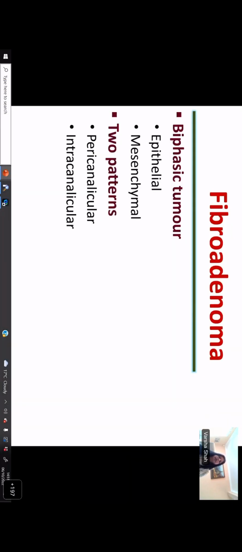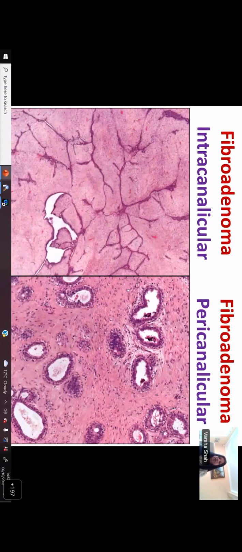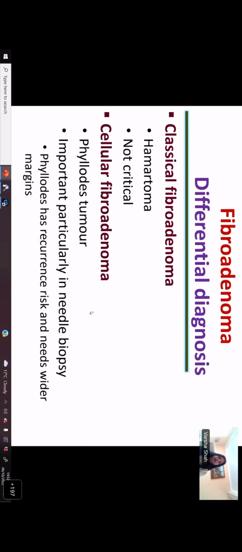Okay, so that's the hyperplasias and adenosis. Move on to fibroadenoma. It's a biphasic tumor, so we have epithelial and mesenchymal components. Two patterns are typical, pericanalicular and intracanalicular, but they could be mixed. You can get mixed patterns in fibroadenoma.